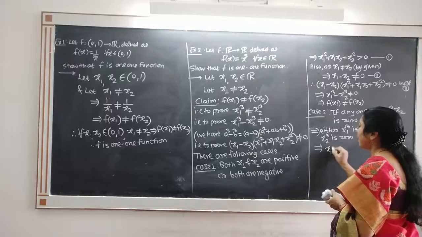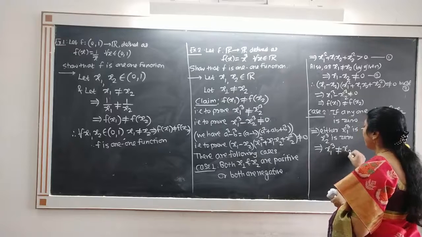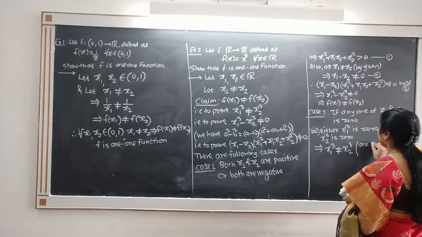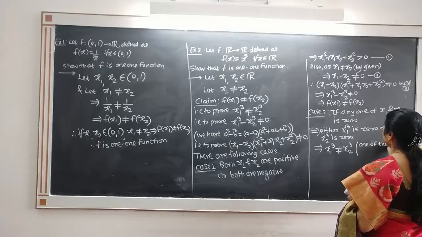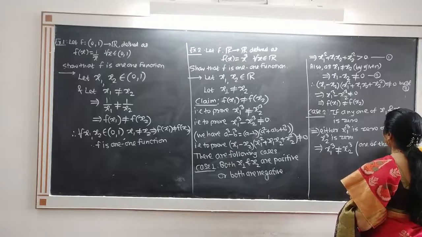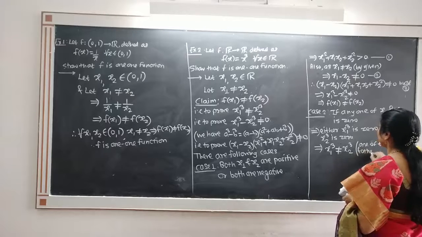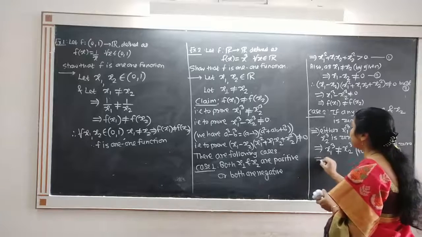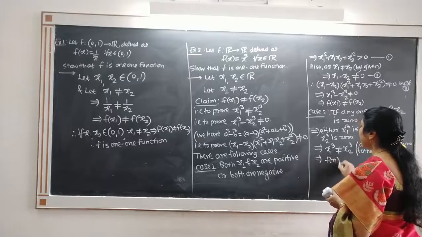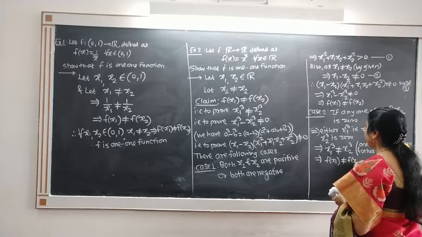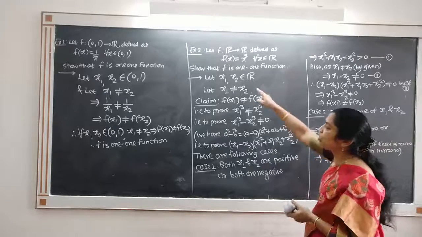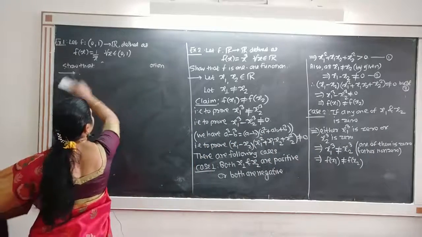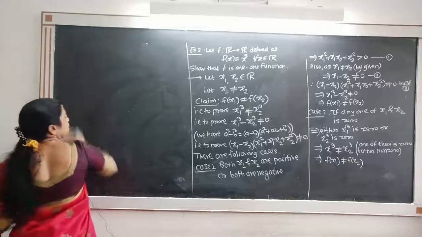This implies that x1 cube is not equal to x2 cube, as one will be 0 and the other will be non-zero. So obviously they are not equal, which means that in this case also f of x1 is not equal to f of x2, and therefore starting with x1 not equal to x2, we get f of x1 is not equal to f of x2, which means that in this case also the function is 1-1.